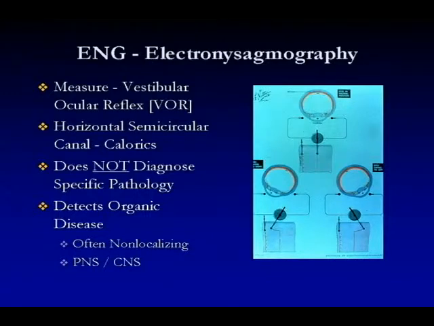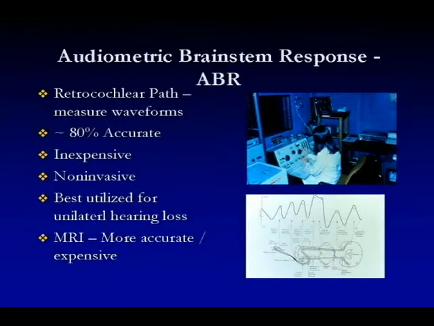The reason VNGs or ENGs work is that the retina and the cornea are positive and negative electrically in relationship to one another. Keep in mind, an ENG does not diagnose a specific pathology. It really only tells us, as part of the test battery, which ear is causing the problem, which is incredibly important. But there's no one balance test that will tell you what the problem is. You have to add them together.